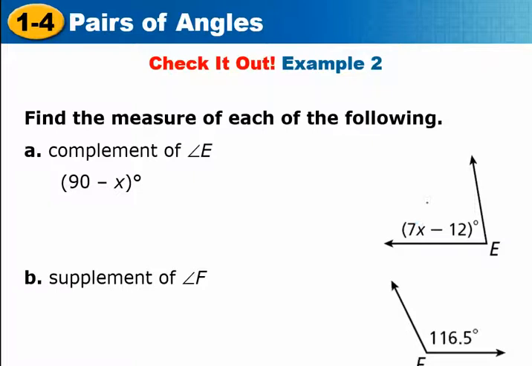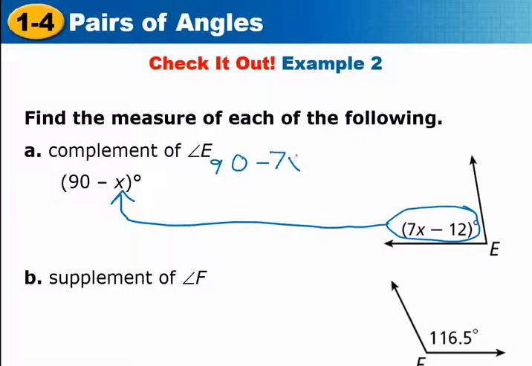Okay, here's a couple more for you to try. Find the complement of this one here. So we know that we're going to take 90 minus x. X in this case is the measure, this whole thing. So we plug that in for x. So we'd go 90 minus 7x. Now what? Do I write minus 12? No, because it's really 90 minus, in parentheses, 7x minus 12. So use parentheses as a way to make sure that you know that you're subtracting that whole thing.